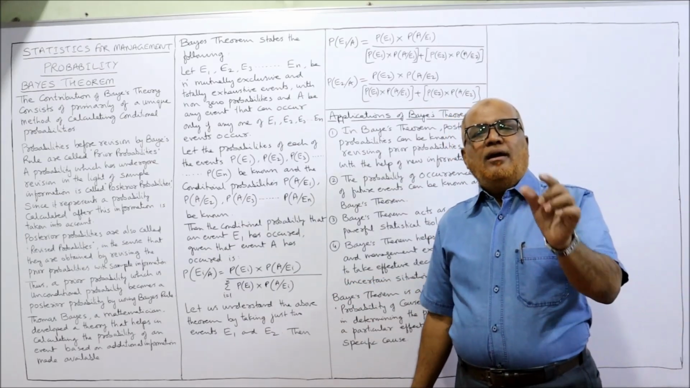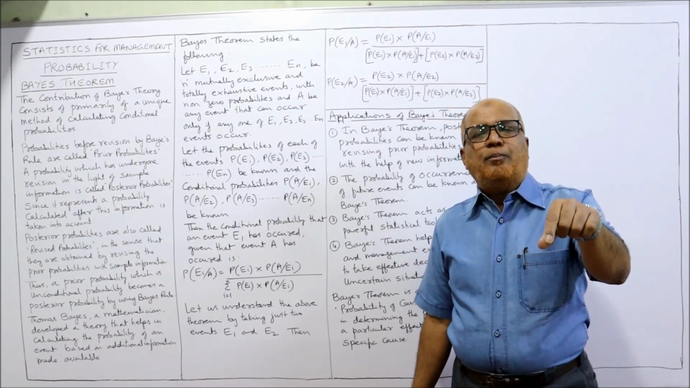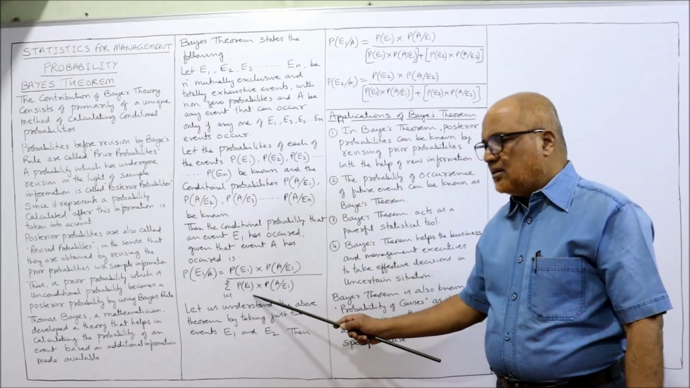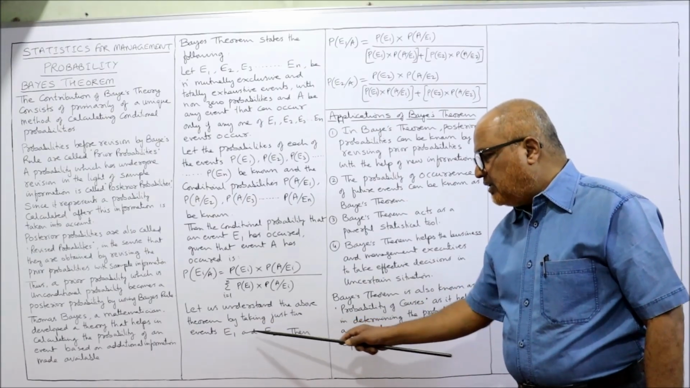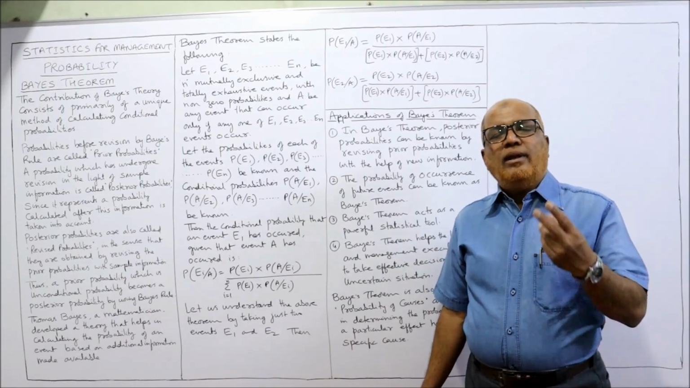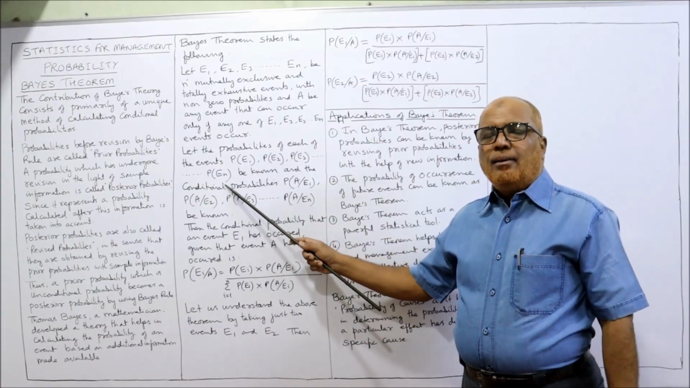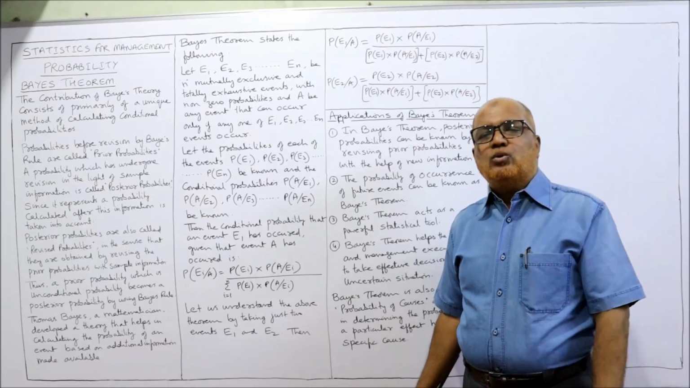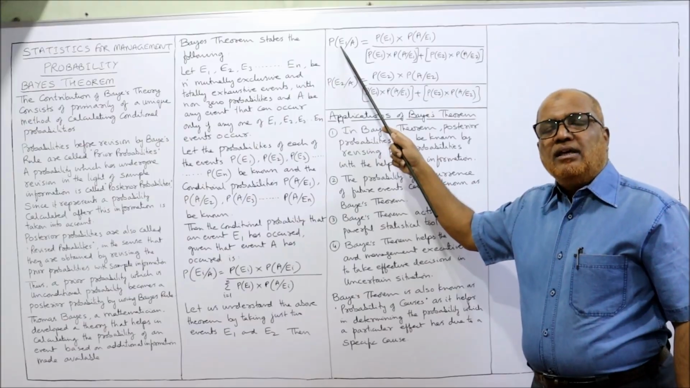So simply, the product is taken in the numerator and the sum of the products is taken in the denominator. That's it. Let us understand the above theorem by taking just two events, E1 and E2. For easy understanding, I am taking only two events, E1 and E2. Actually, it can go up to En, but for simplification, for understanding purposes, I am taking only two events, E1 and E2. So, the probability of E1 given A.